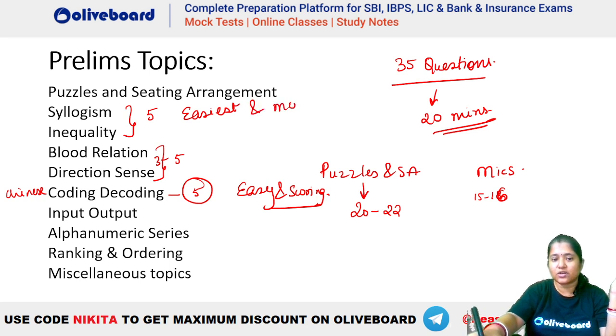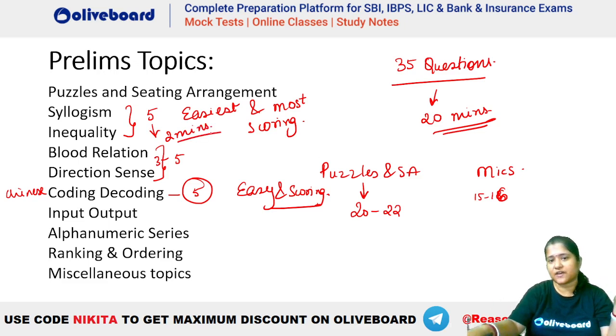The easiest and most scoring topic is syllogism and inequality, where you can complete 5 questions within 2 minutes, right? Not more than 2 minutes you require to solve these 5 questions. So you can see that in 2 minutes, 5 questions, 5 marks will be in your pocket. So practice a lot of questions based on inequality and syllogisms.